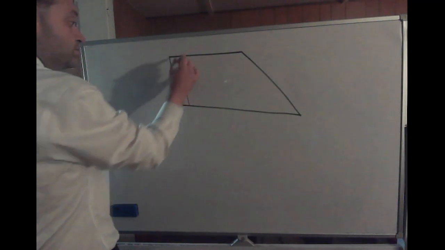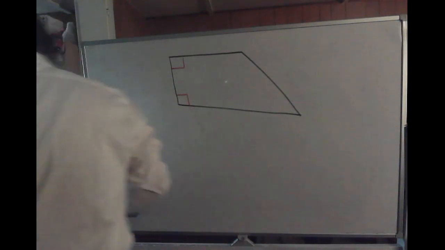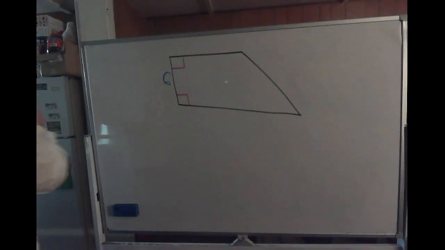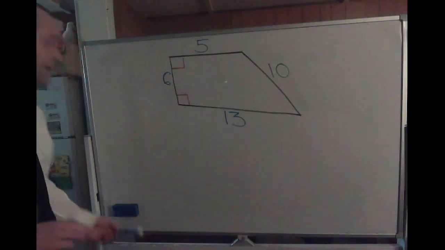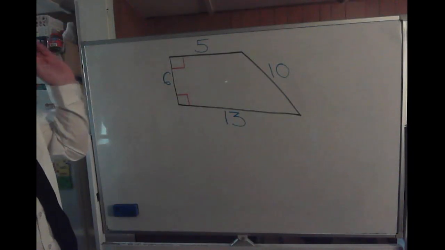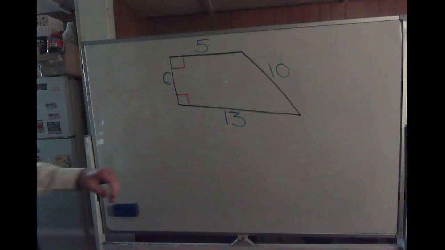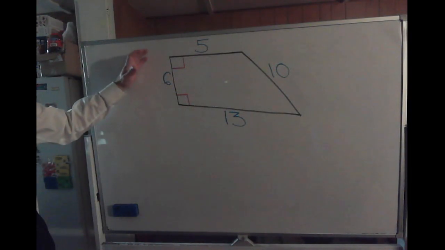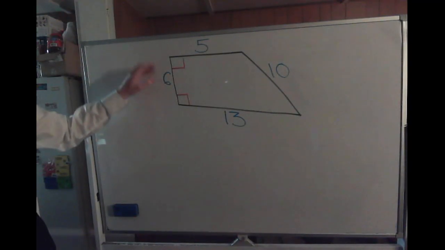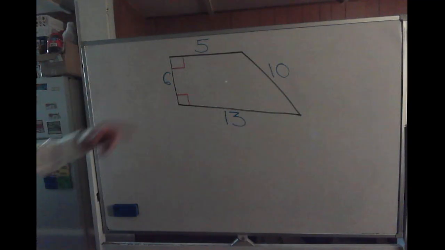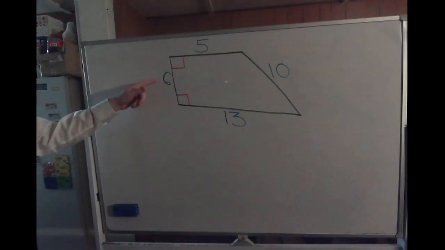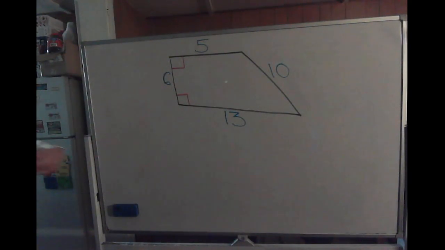We have two right angles here, and they give us that this trapezoid has a height of 6, this base has a length of 5, this side has a length of 10, and this base has a length of 13. The length of the slanted side is 10, which we don't really need, because since we have two right angles, this side with a length of 6 is perpendicular to both bases, therefore making it the height.